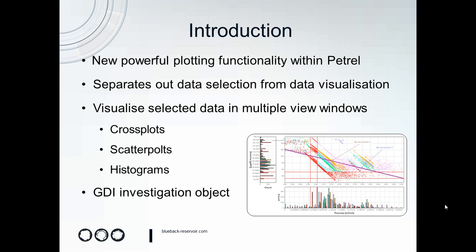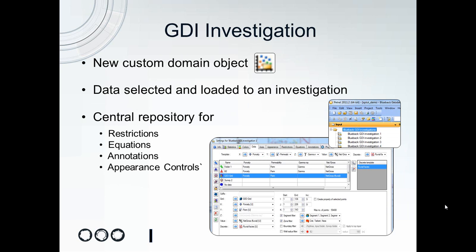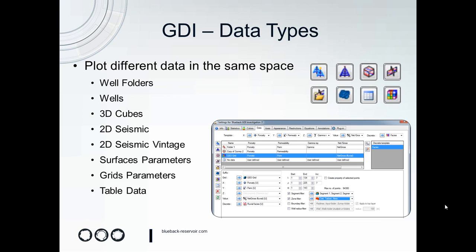Data for analysis is pre-processed, stored, and managed through the new custom GDI investigation domain object. The user adds in a new Blueback GDI investigation object to the input tree, and then selects the data they wish to investigate. This is processed and stored against the new domain object. The GDI investigation can then be used to provide the source data for a variety of plots. It also acts as a central repository for any restrictions, equations, and annotations created in any plot based on that investigation. This allows these objects to be shared between plots, and data selection needs only happen once.